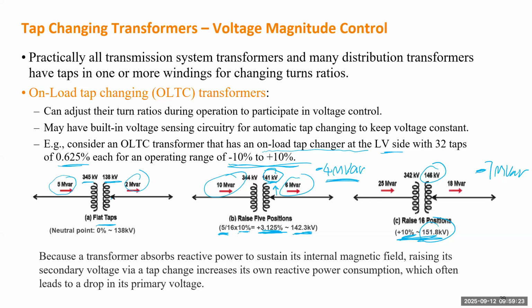So raising the secondary voltage through a tap change will increase its own reactive power consumption, which can cause some drop in the primary side voltage. Because if you check, the primary voltage will change from 345 to 344 and 342. All right, so we will continue on Monday.